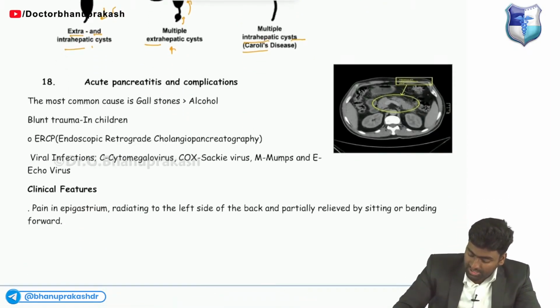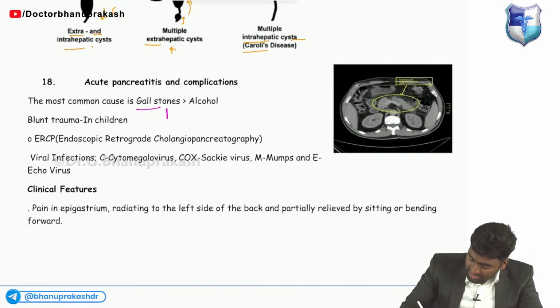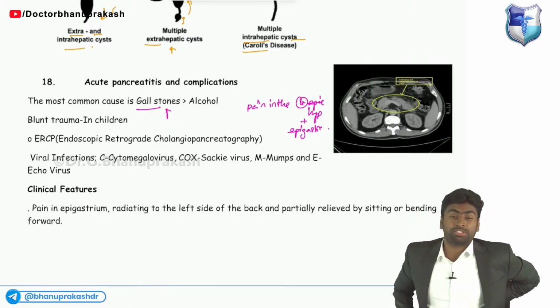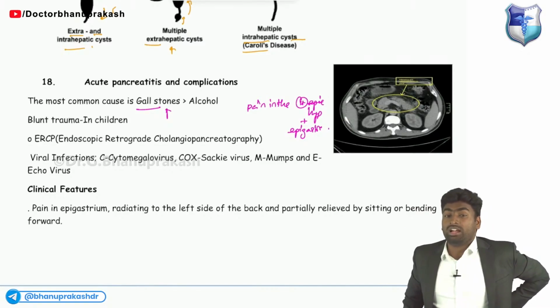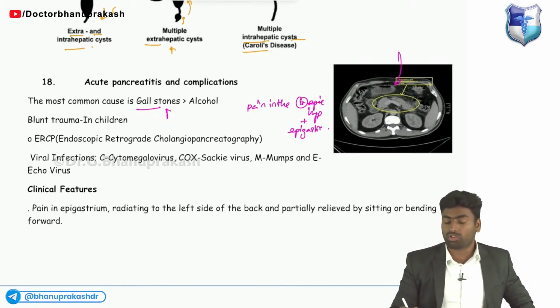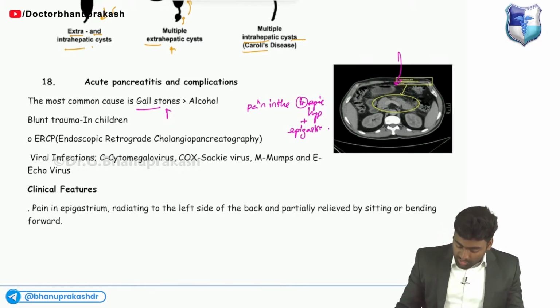Next, you saw a patient who has pain in the left epigastric region and along the left hypochondrial region, along with epigastric pain. On asking, the patient also feels the same pain radiating to the back. And on evaluation, you will see on CT this kind of inflammation over the pancreas. So it is acute pancreatitis.